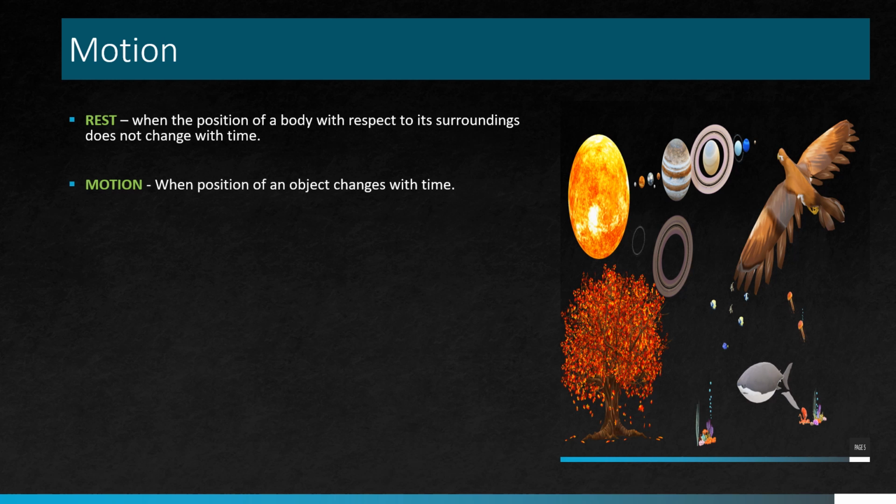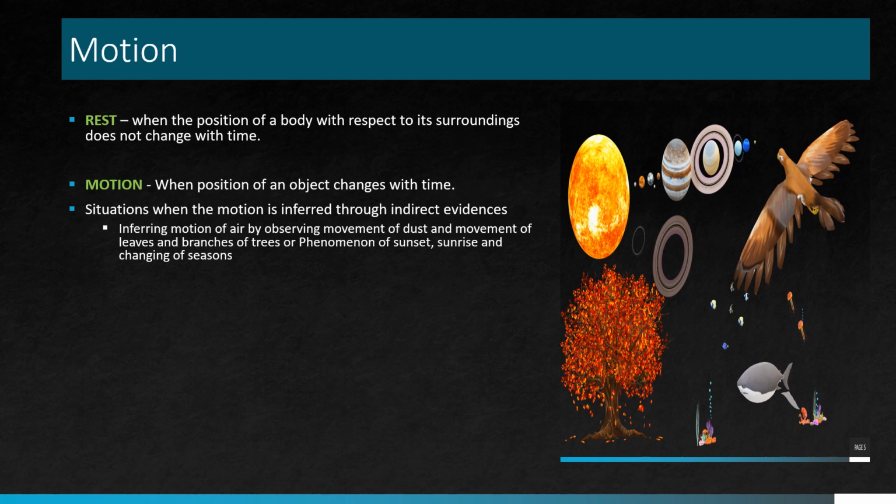Generally, we can tell if an object is in motion by viewing it, but there are situations where we infer motion through indirect evidences. Like, we know that the earth rotates around its own axis. We know it revolves around the sun, but we cannot see it through our eyes directly. But we can infer it. How do we infer it? We infer it by viewing the sunset, sunrise, the changes in season.